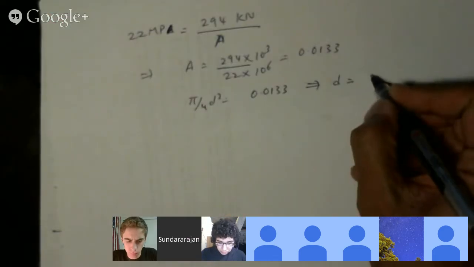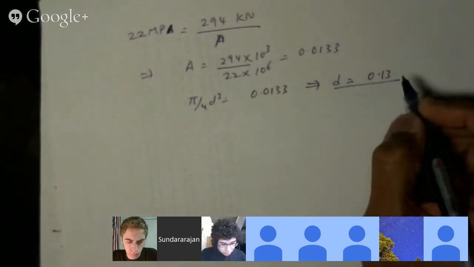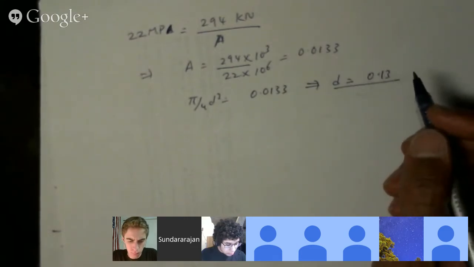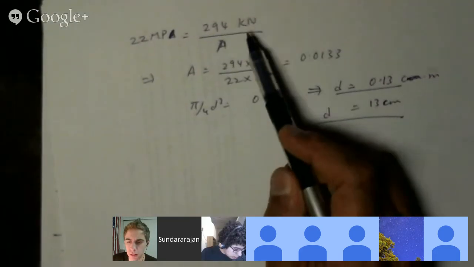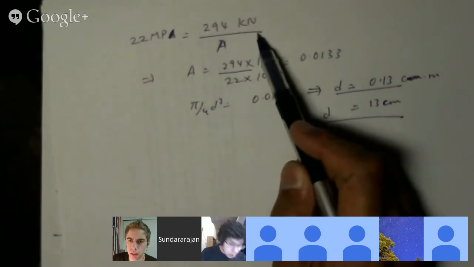So D is 0.13, so 13 centimeters. Maybe I'm doing it wrong. Maybe I'm making calculation errors. Let me try it again. Did you make sure that this is in kilonewtons? Sorry? This is in kilonewtons.